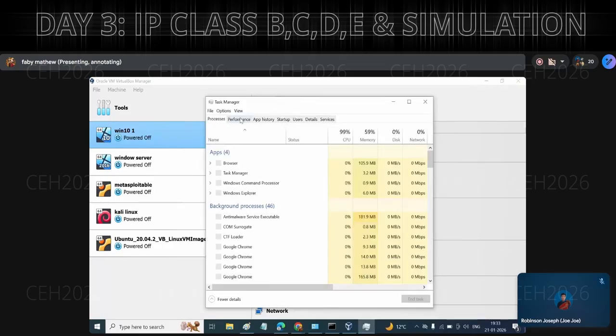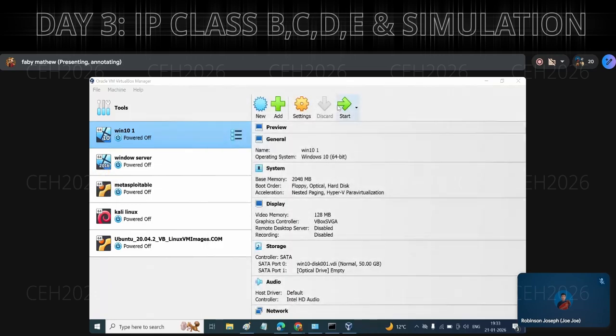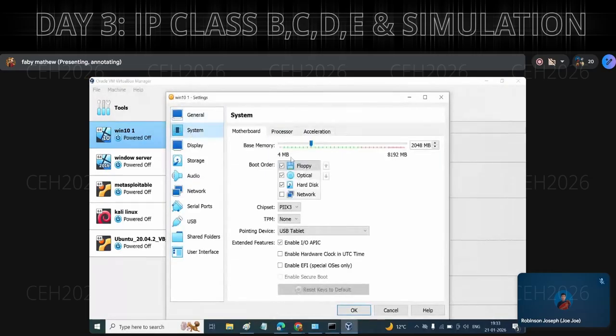now see. Now it released near about 3 GB of RAM. Why? Because when my virtual machine is running, I'm showing you in my settings, in system, how much RAM I actually provided here. Near about 2 GB RAM I provided. So that's why it actually uses 2 GB of RAM from my physical hardware.